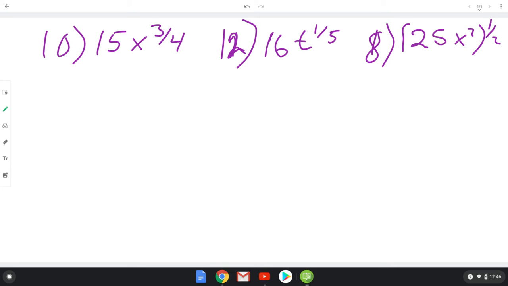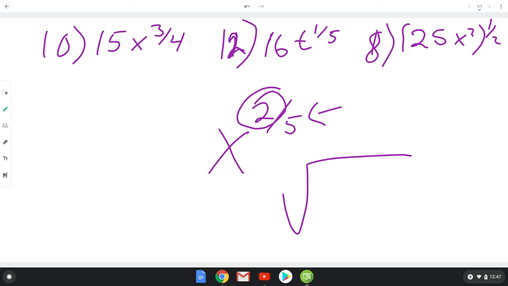I'm just going to do an example that's not one of these. These are the ones from the worksheet, but I'm just going to do a quick example here. If I have x to, say, the 2/5, the numerator is going to stay as an exponent, but the denominator is going to become the index of a radical. If I have a radical like this, the index is the number that goes here. So the denominator is going to come down here, and then the numerator is going to stay as an exponent.